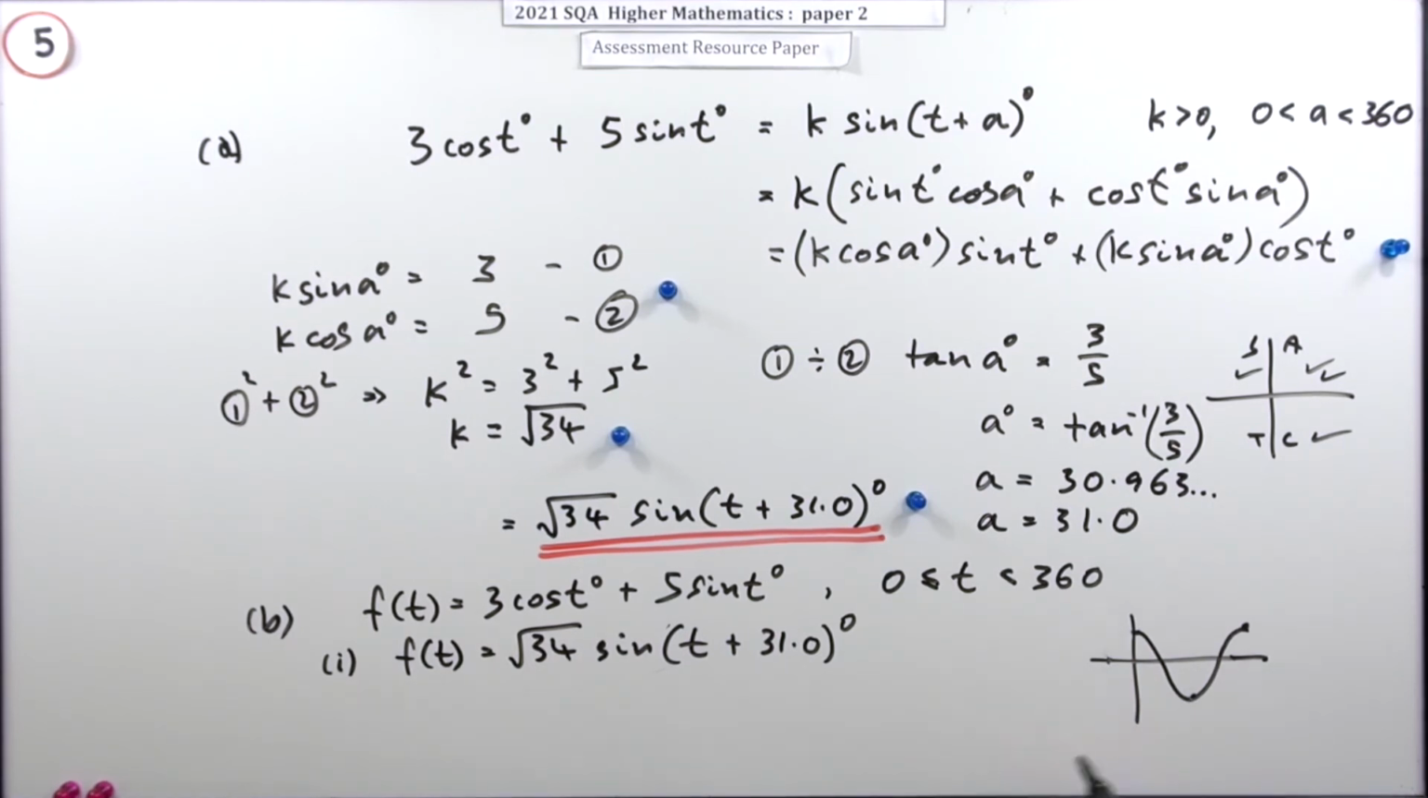The minimum value, well, you know what the minimum value is going to be. It goes up to root 34. This doesn't affect it at all. Well, it just affects where it happens. It goes up to root 34, down to root 34. So that means I can say straight away the minimum value is negative root 34. That's worth a mark.